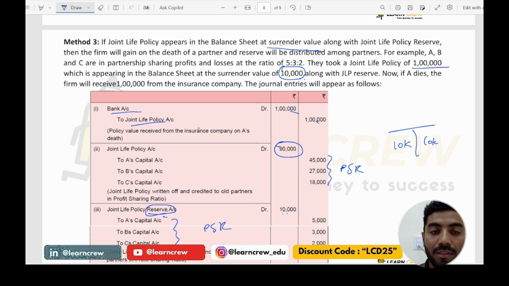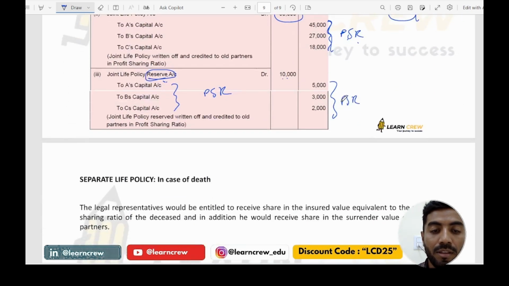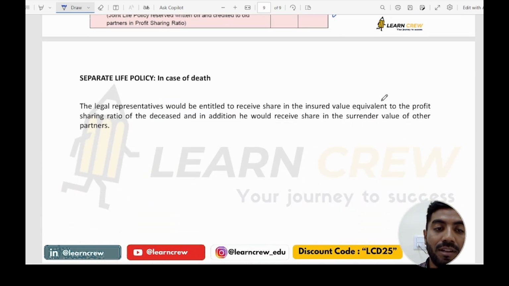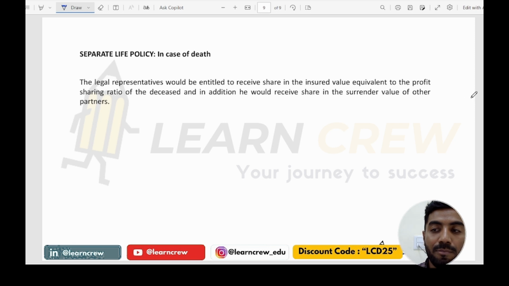So whenever the amount of 1 lakh is received, the bank is debited and the joint life policy account is credited. So the net balance will be 90K. 90K will be transferred to the partners in the profit sharing ratio, and this 10K will also be shared among the partners in the profit sharing ratio. Okay.